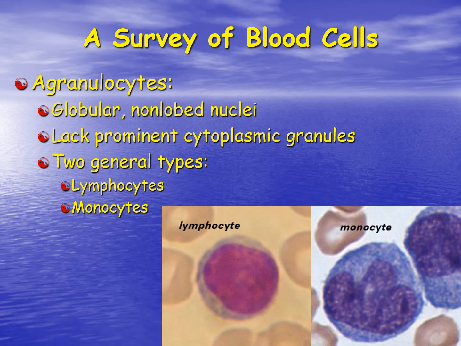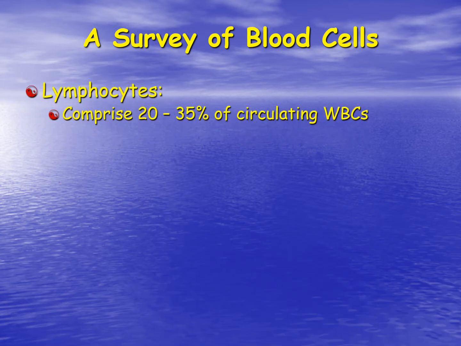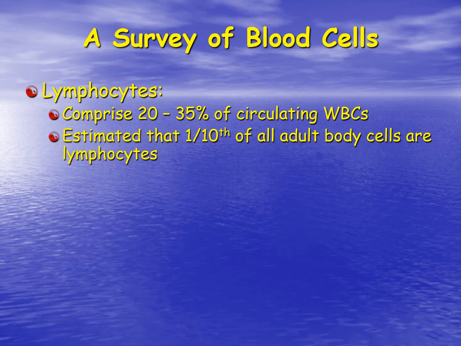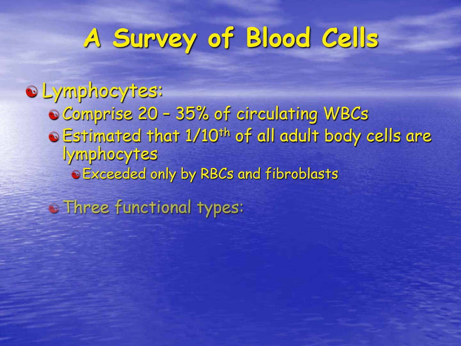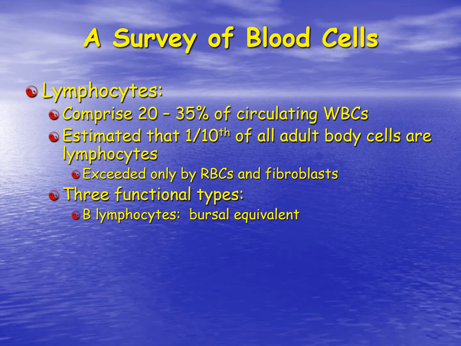The lymphocytes comprise about a third of all circulating white blood cells at any given time, and it's estimated that about 1/10 of all adult body cells are actually lymphocytes. They are exceeded only by red blood cells and fibroblasts. Three functional types of lymphocytes. We have the B lymphocytes, and I'll talk about the bursal equivalent in the next chapter. The T lymphocytes that are thymus derived, and something known as the null or natural killer cells.